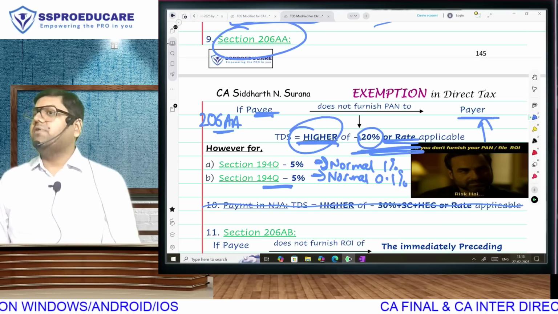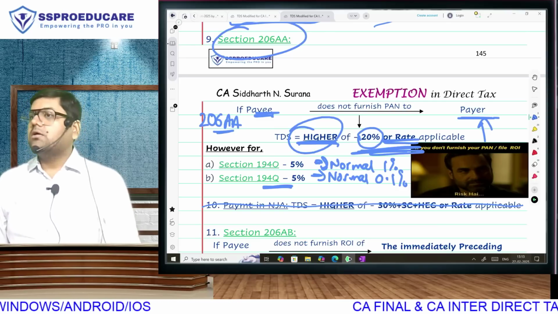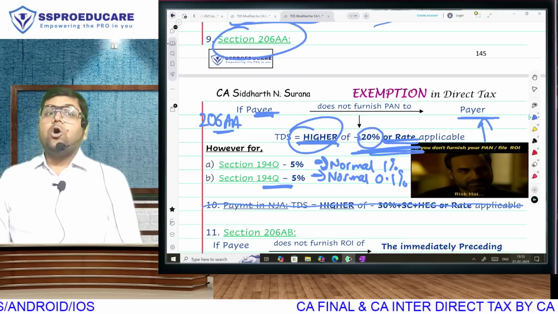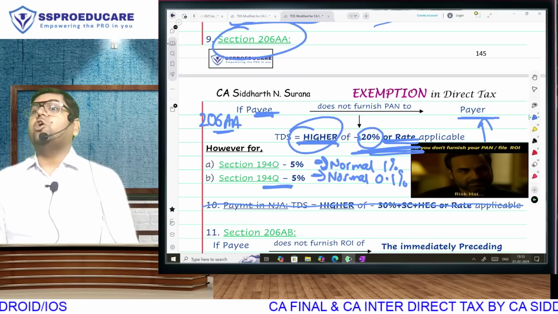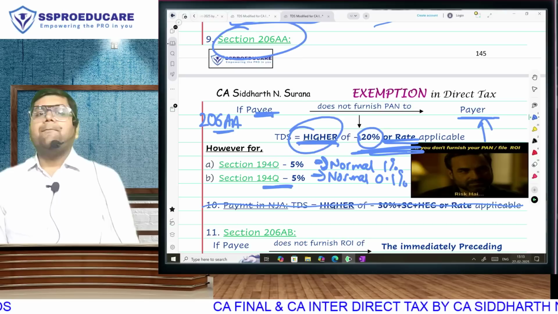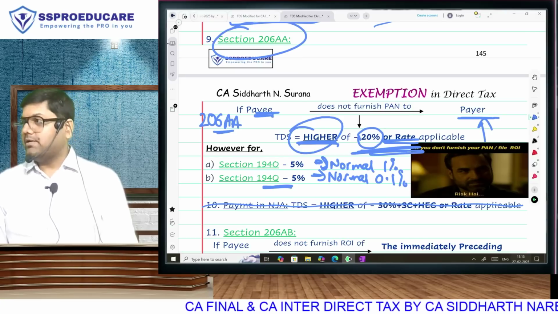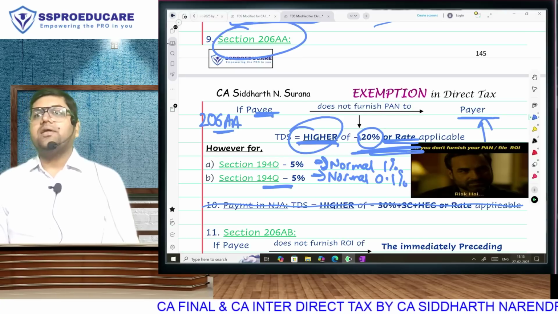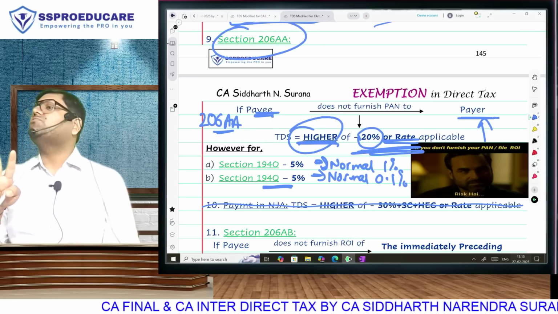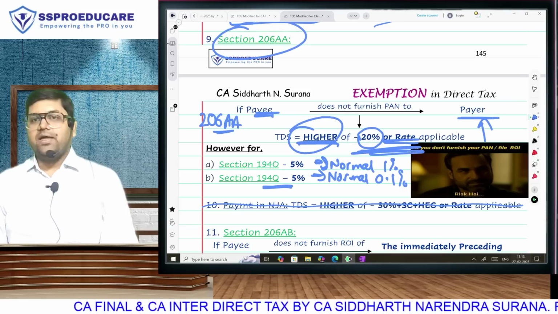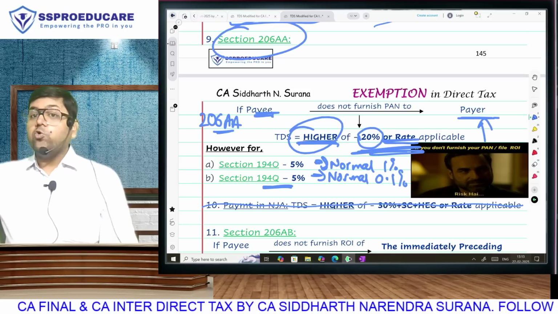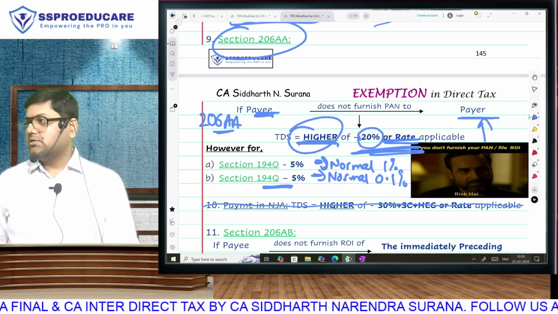So ladies and gentlemen, normally the rate of TDS is given in the section. All duties are on the payer, but one duty is on the payee. What is that one duty on the payee? Furnish your PAN. If you don't furnish PAN, then the TDS will become minimum 20%. But in two cases, it won't become 20. It will become 5%: e-commerce and sale of goods. Of course, 194O, Q, all are upcoming sections.